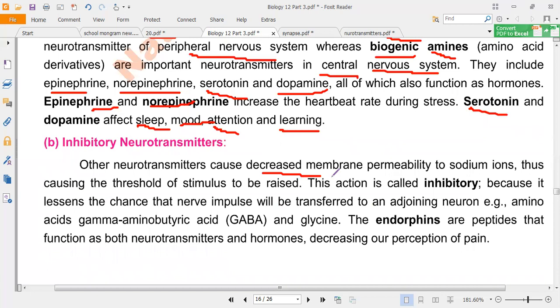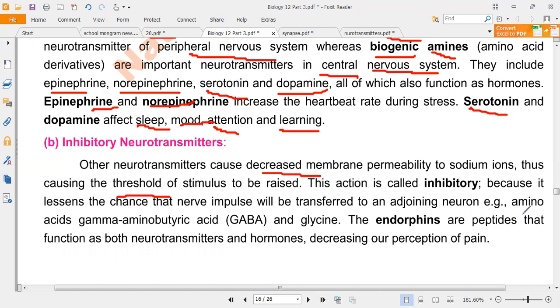If we talk about inhibitory neurotransmitters, these are those transmitters which decrease the membrane permeability to sodium ions. Excitatory ones increase the membrane permeability, but inhibitory ones decrease the neuron permeability to sodium ions. Thus they can change the threshold of the stimulus, increasing or decreasing it. The threshold level is almost minus 50 to 55, so we cannot get any type of stimulation then. That lessens the chances of the nerve impulse being transferred to an adjoining neuron.